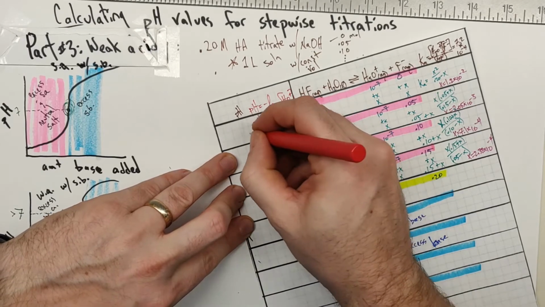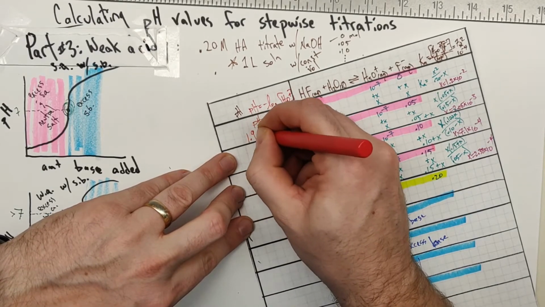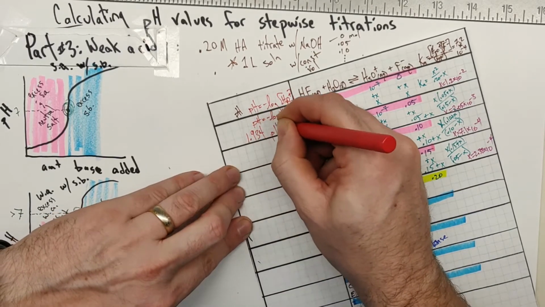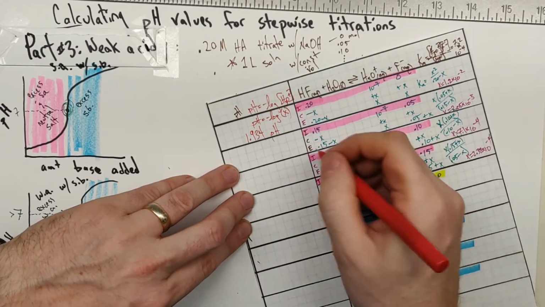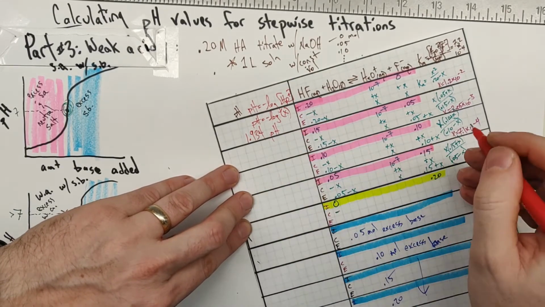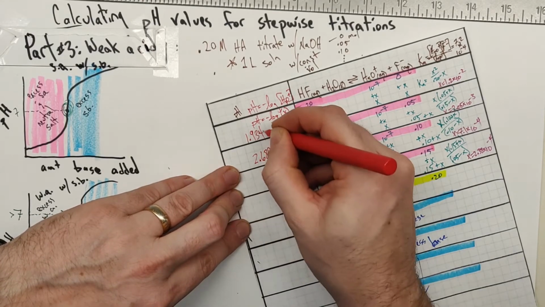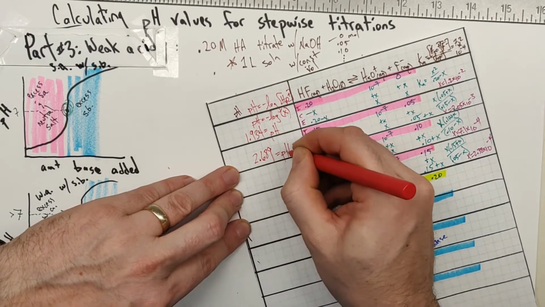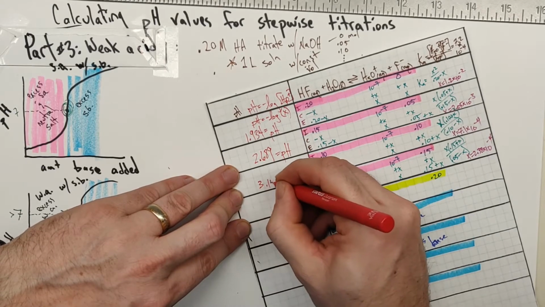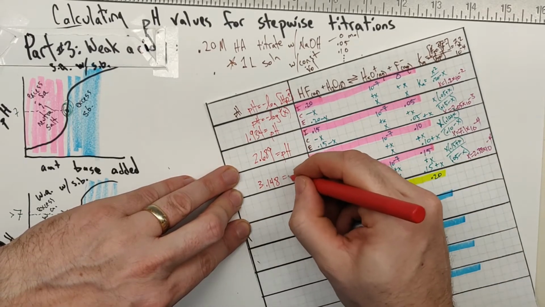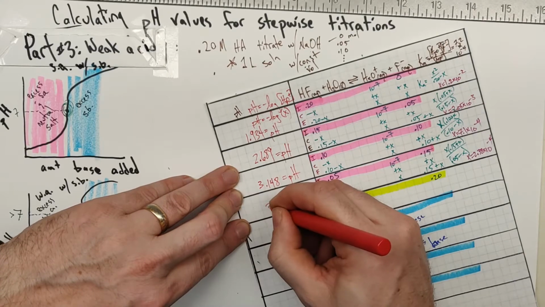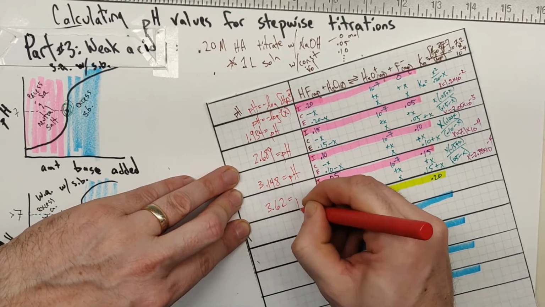So 1.934 is our pH. And then just working our way down again, negative log of x, we end up with 2.689, 3.148, and 3.62 is our pH.